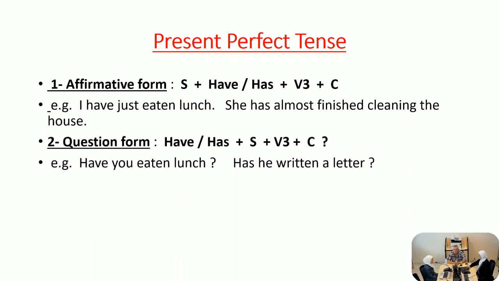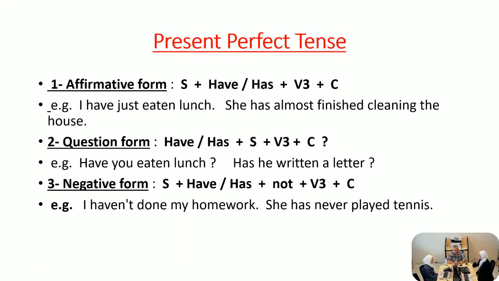When we have a question, we start with the auxiliary, which is have or has, the subject, then verb 3 and the complement. Have you eaten lunch? Has he written a letter? When we have a negative form, we use the subject, have or has, followed by not, and verb 3 with the complement. I haven't done my homework.